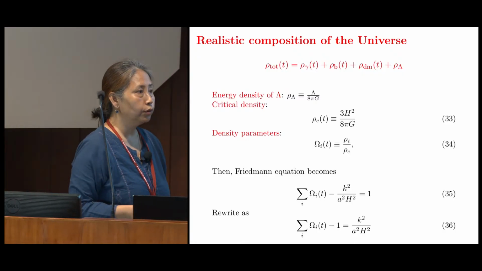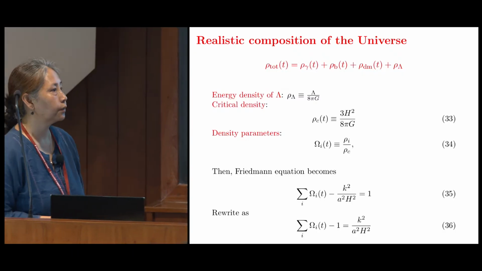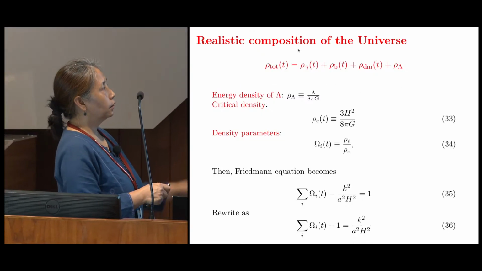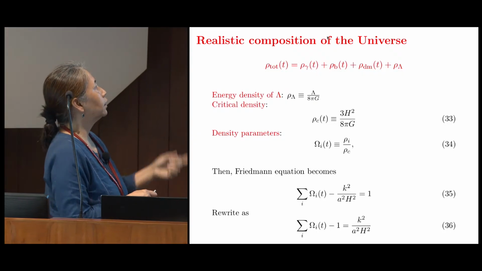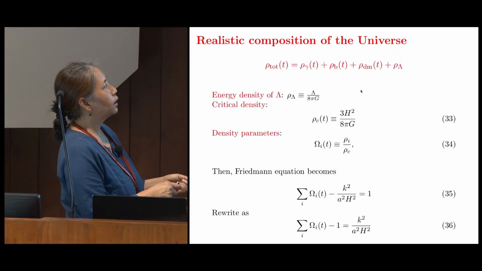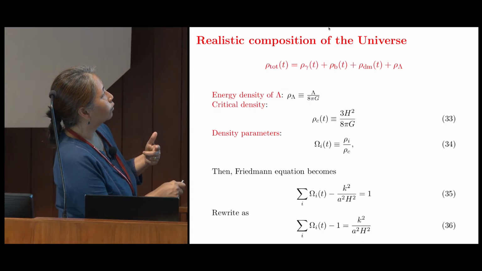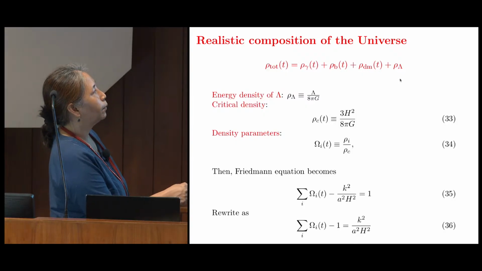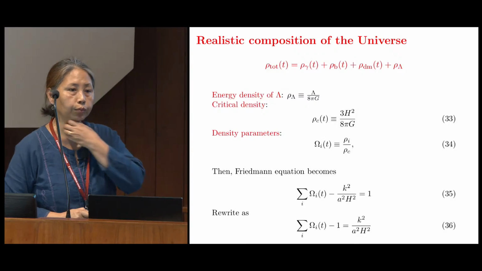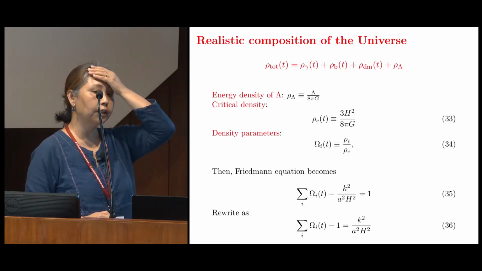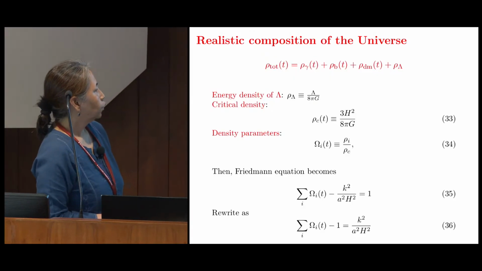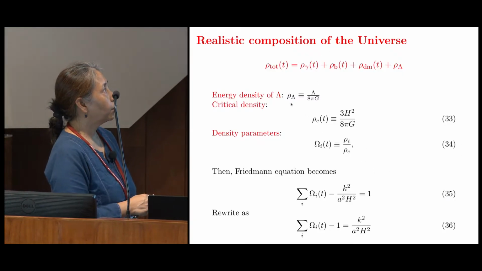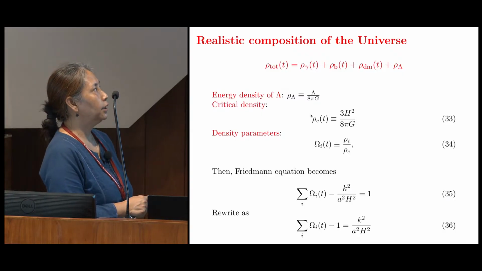Now let us come to the realistic composition of the universe. In the realistic universe, the rho that enters into the equation is going to be some gamma, some baryons and dark matter. Later, if I combine these two, I will just call it matter, rho matter, and rho lambda. So, I have to define for you what rho lambda is now. In the equation there was only lambda. So let me define a rho lambda, which is lambda by 8 pi G.